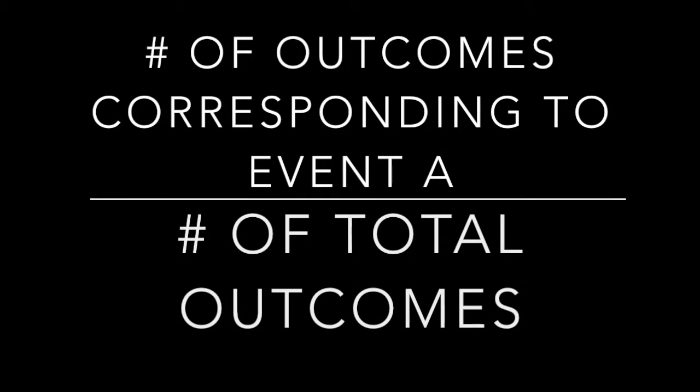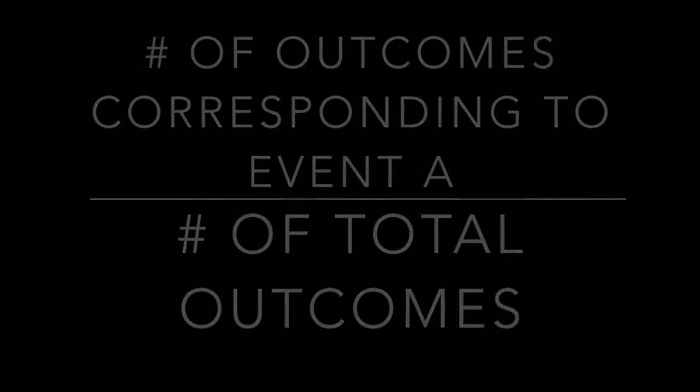Another thing that happens is that if all outcomes in the same space are equally likely, the probability that event A occurs can be found using this formula that says that the probability of A equals the number of outcomes corresponding to event A, all divided by the total number of outcomes in the sample space.